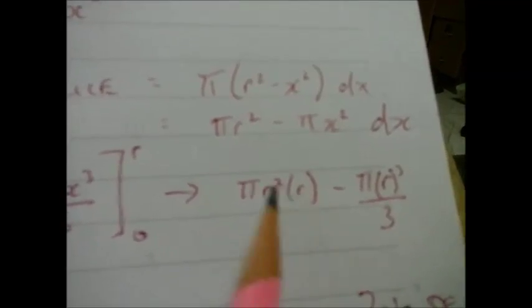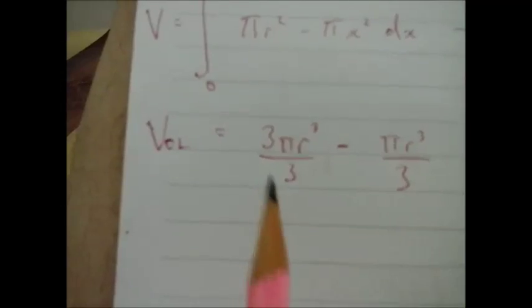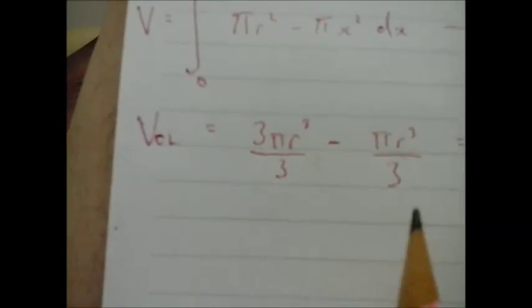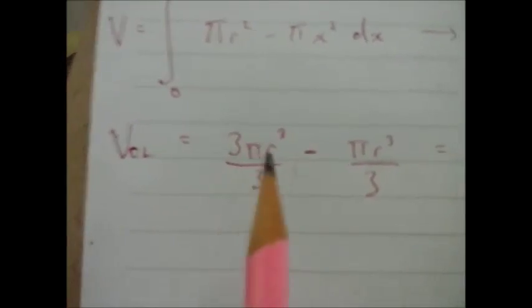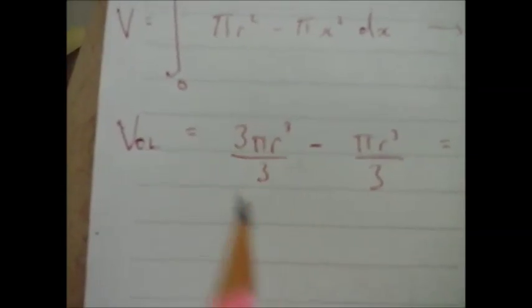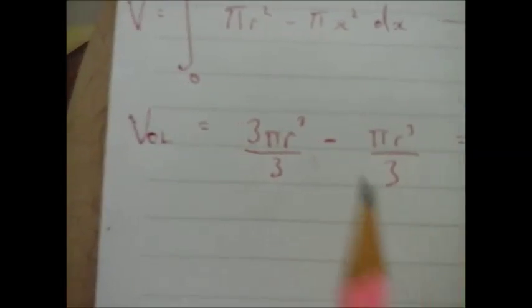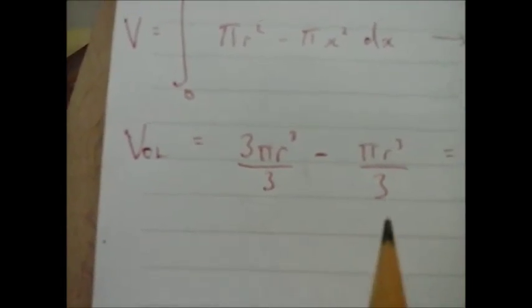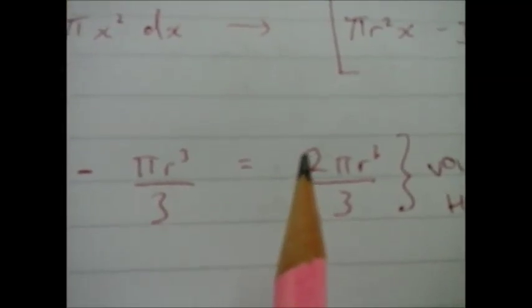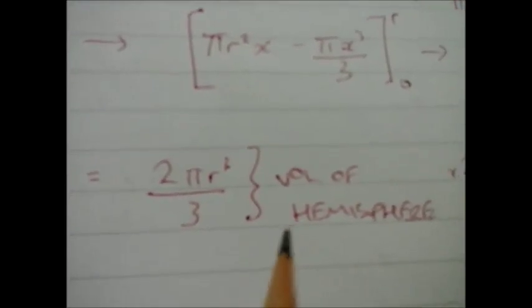Then I'm going to tidy this up. I'm going to multiply the top and bottom of this fraction by 3, just so I can combine these two fractions, and combine r squared and r into r cubed. I end up with this. The volume of the whole hemisphere will be 3 lots of this stuff minus 1 lot of that stuff, so that's 2 lots of that stuff. So I end up with 2/3 pi r cubed, the volume of a hemisphere.